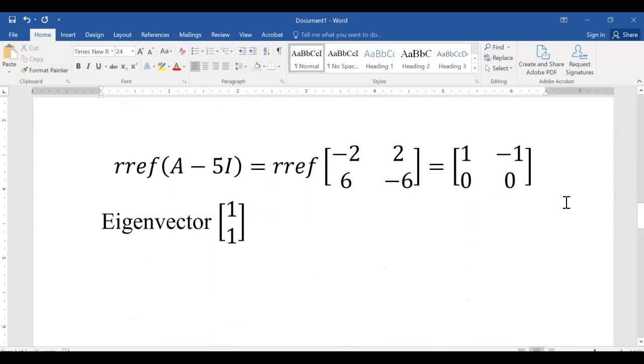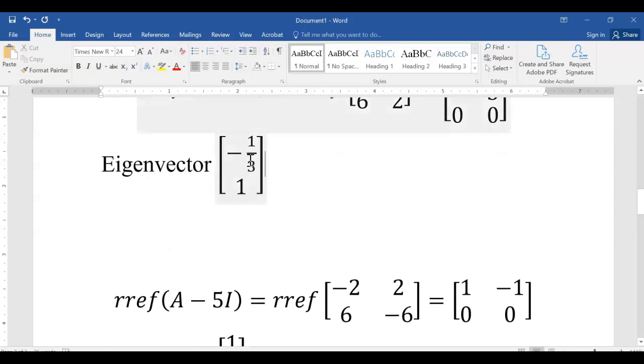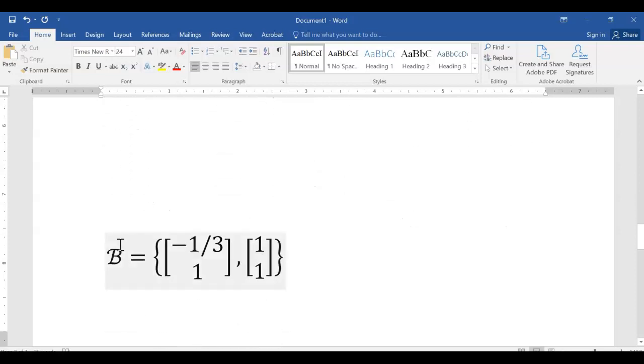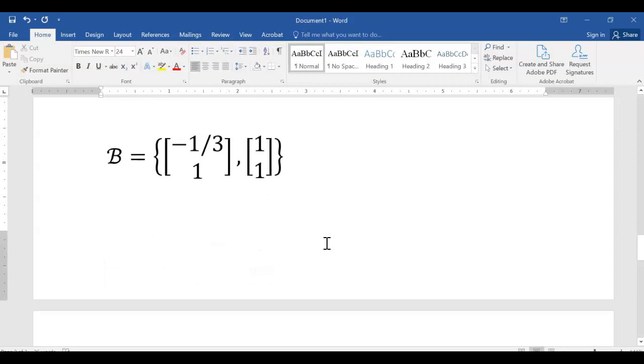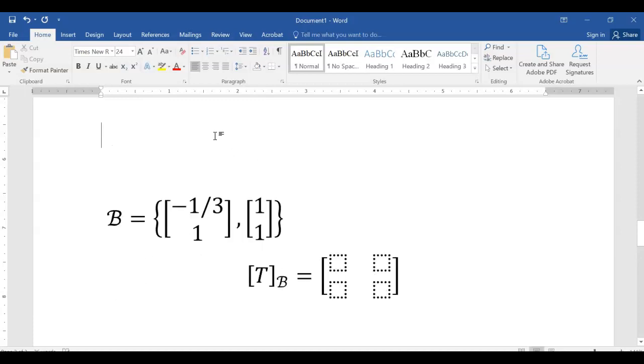When you look at lambda equals 5, you do A minus 5I, which becomes -2, 2, 6, -6. When you row reduce that, you get 1, -1, 0, 0. So this leads to the eigenvector of 1, 1. So we have our two eigenvectors, -1/3, 1, and 1, 1. That means we're going to use the basis -1/3, 1, 1, 1 when I'm creating my matrix.